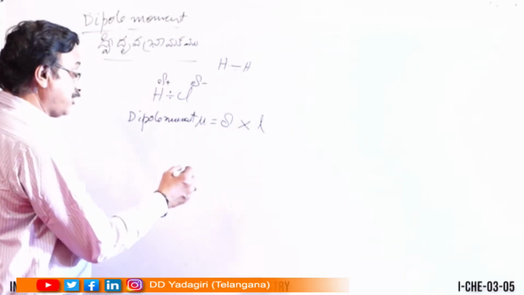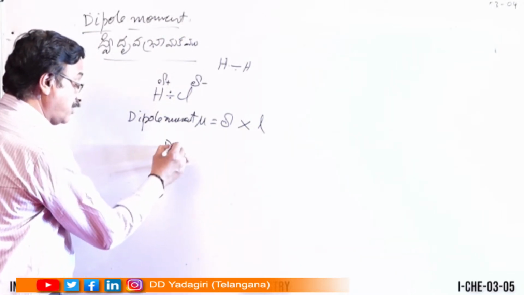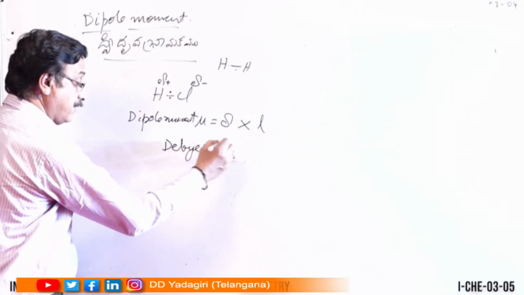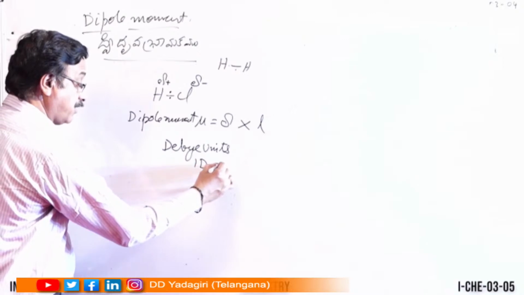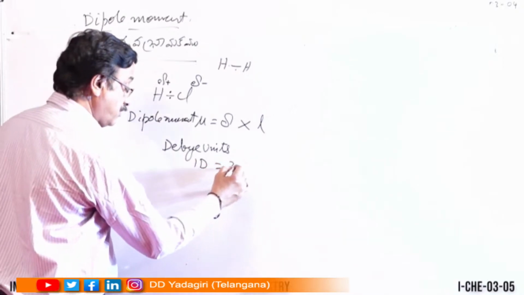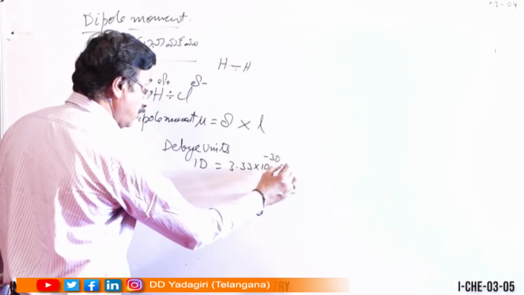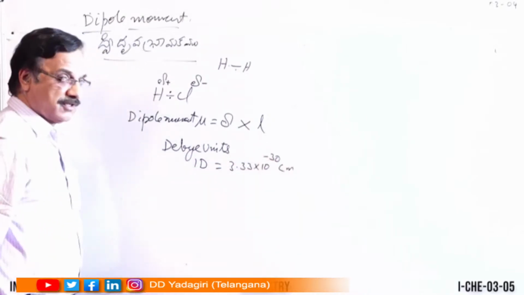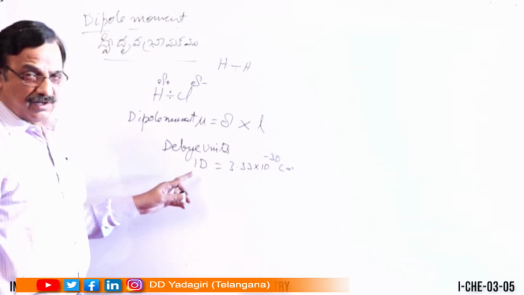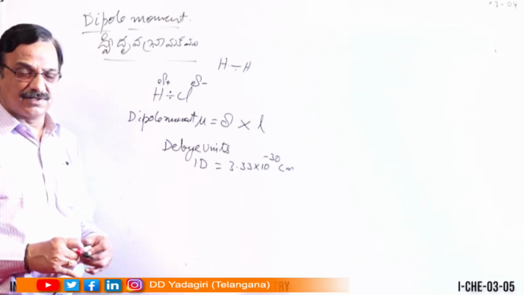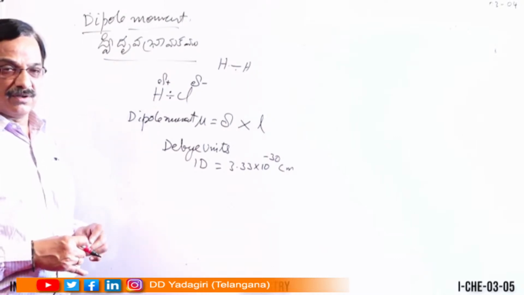So it is measured in terms of Debye units. 1 Debye equals 3.33 times 10 to the power minus 30 coulomb meter, approximately. There are a number of applications of the dipole moment.